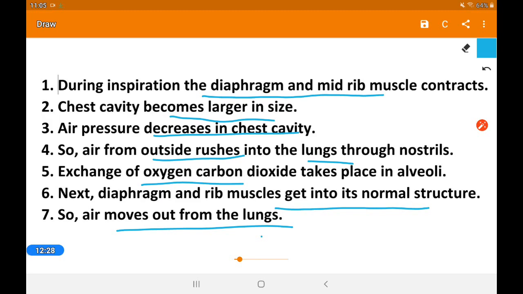So you have to prepare this part, the diagram that is in your book, and the process which I discussed. Next, I'll give you a few questions and answers, and I'll ask a few questions also, and after that we'll start the next part, transpiration.